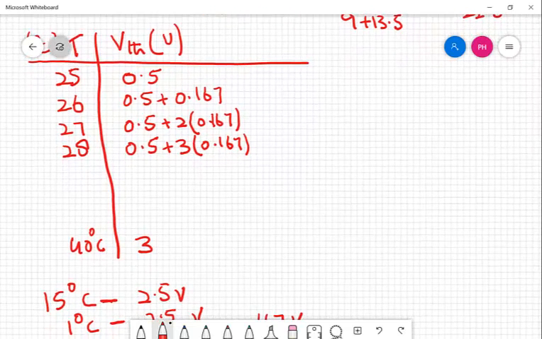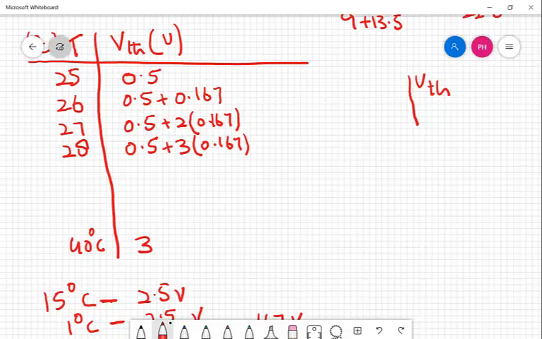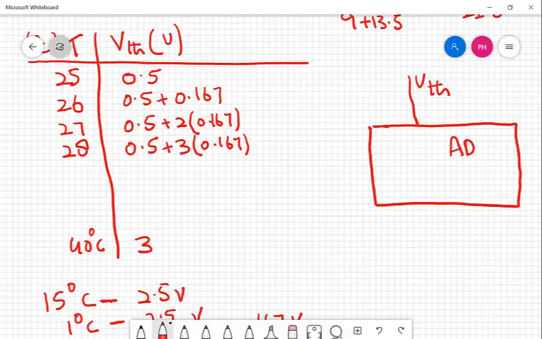Is that clear? Now this VTH, what we are getting from our signal conditioning block, we are feeding this to our ADC, to ADC 0804, and we will be again assuming that we are not changing its reference voltage. So reference voltage is 5 volts, that's 0 to 5 volts. So this is an 8-bit ADC.